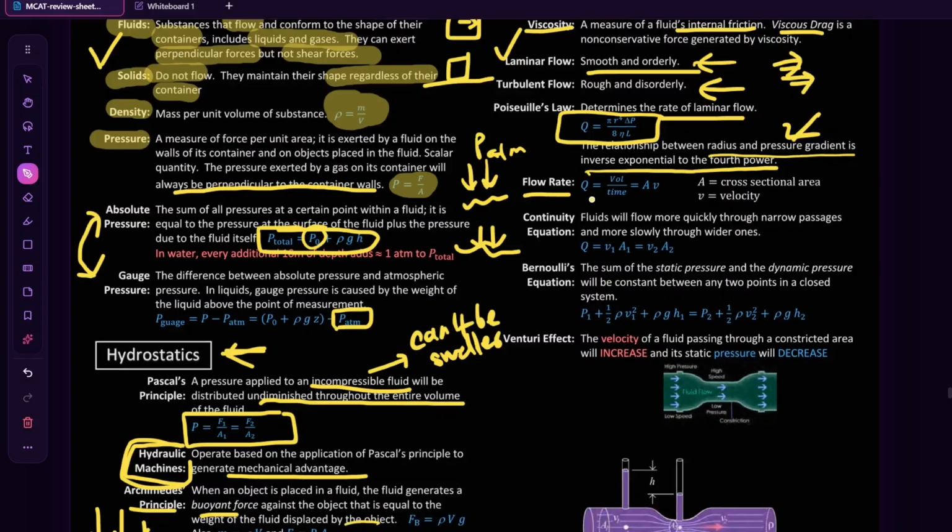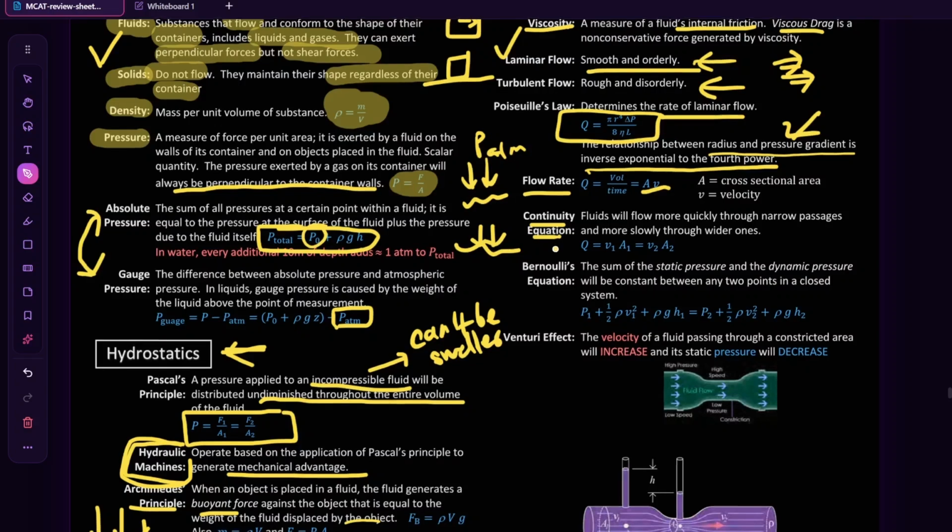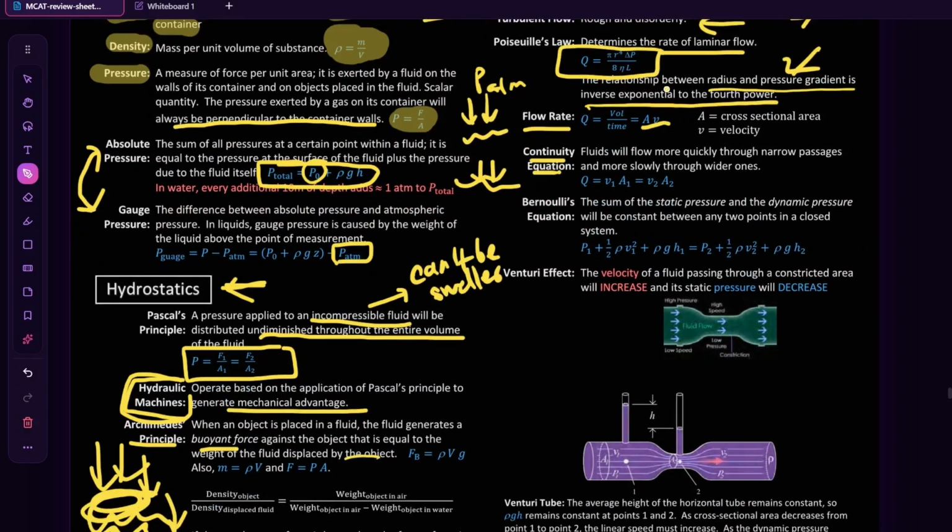So flow rate is area times velocity, right? Let's say your flow rate is how much volume of the fluid passes a point per unit time, and it also equals the cross-sectional area of the pipe times the fluid's velocity. Now there's also a rule called the continuity equation, right? The continuity equation explains something you've felt with your own hand.